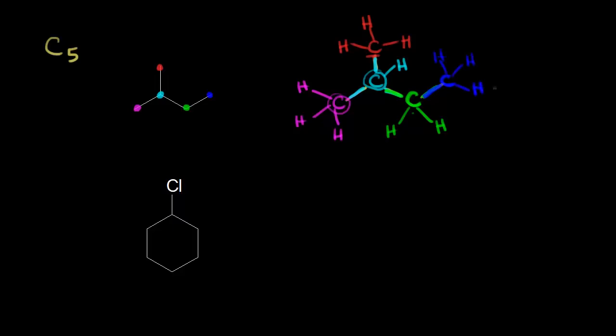So now we've drawn out the complete Lewis dot structure for this bond line structure over here. And how many total hydrogens do we have? Well, if you count those up, you'll get 12. So the molecular formula is C5H12.